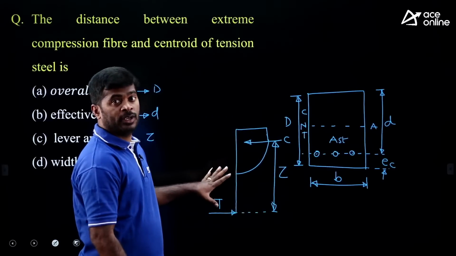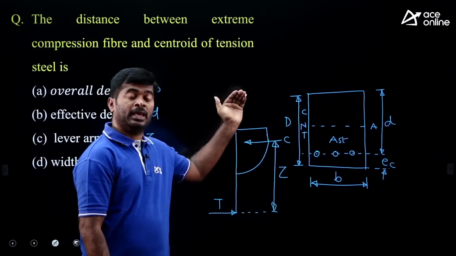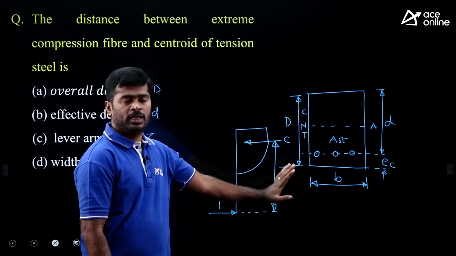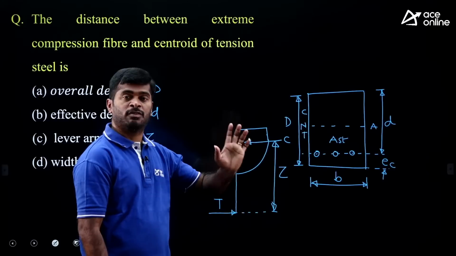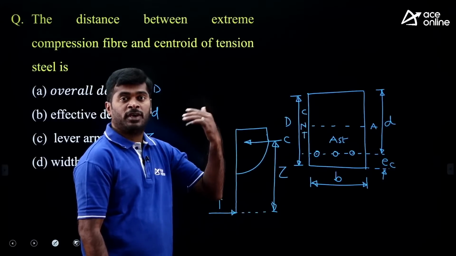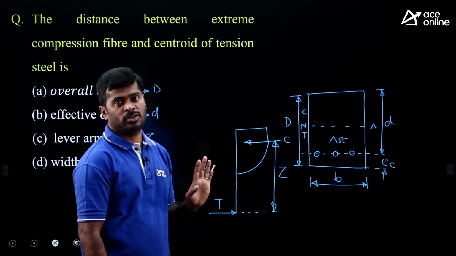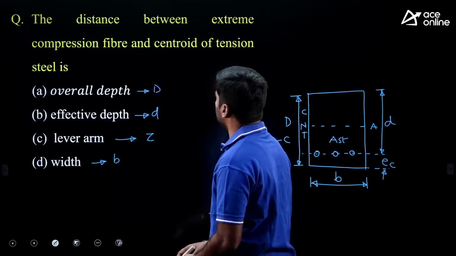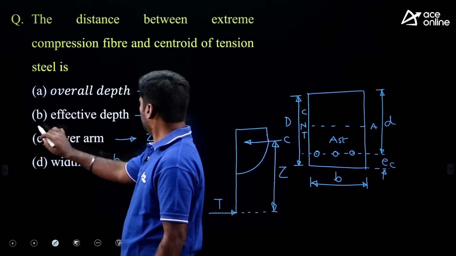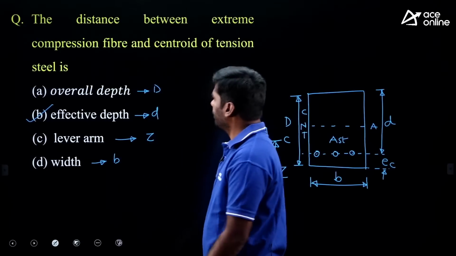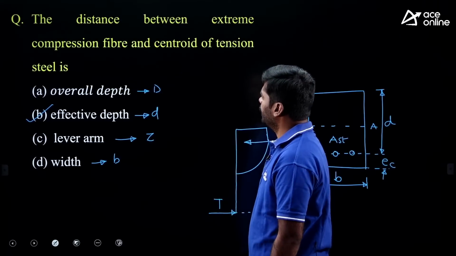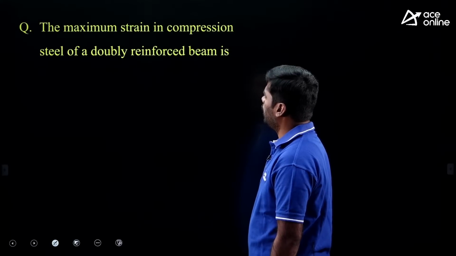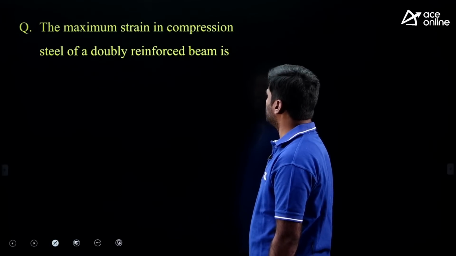Here effective depth is the distance between extreme compression fiber and the centroid of tension steel. Overall depth is the distance between extreme compression fiber and extreme tension fiber. Okay? Right. Which option is correct? Option B is correct.